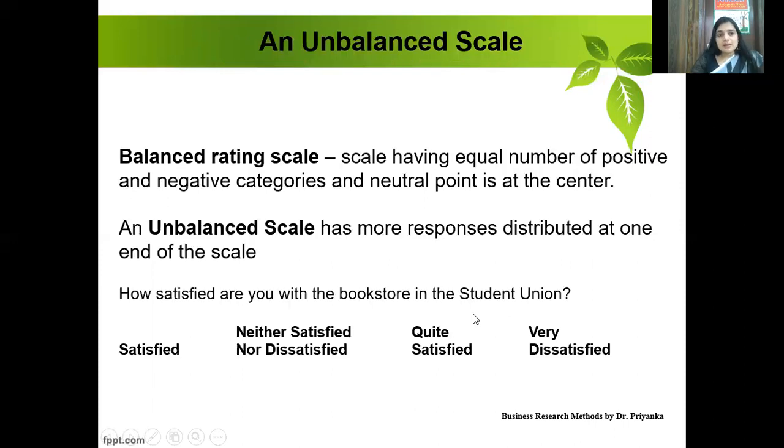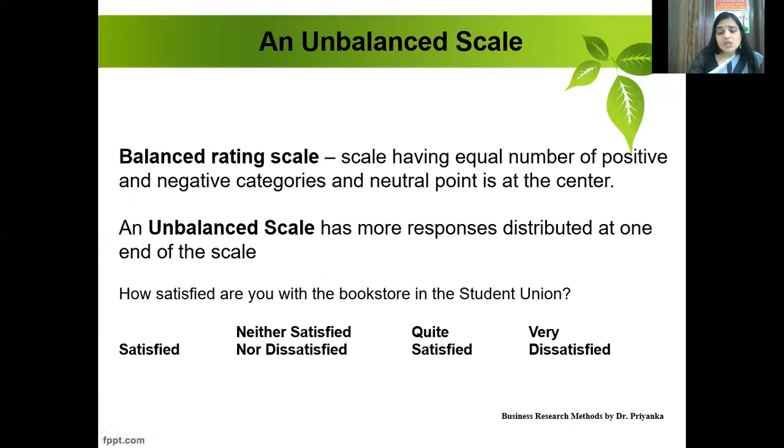Then unbalanced scale. A balanced rating scale has an equal number of positive and negative categories, and the neutral point is at the center. For example, we discussed an example in semantic scales, right? But when it comes to unbalanced scale, it has more responses distributed at one end of the scale, like this. How satisfied are you with the bookstore in the student union? On one side it would be satisfied, and on the other it is very dissatisfied. But you have 2 more options: quite satisfied and neither satisfied nor dissatisfied. You have a kind of scattered scale.